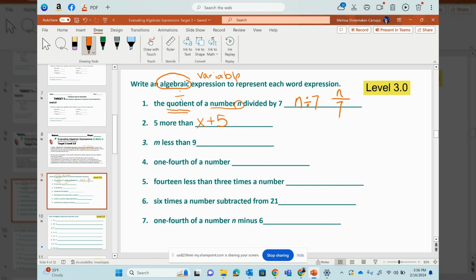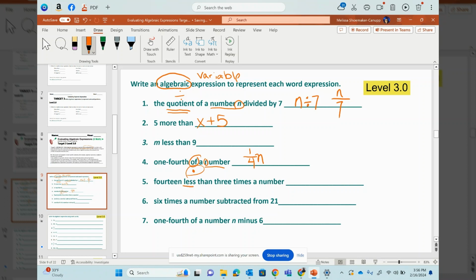Okay, 1/4 of a number. Of means to multiply. So 1/4 of a number. I'm just going to use the letter n. And I'm going to smash it up against the 1/4, because when I smash them together, that means multiply.